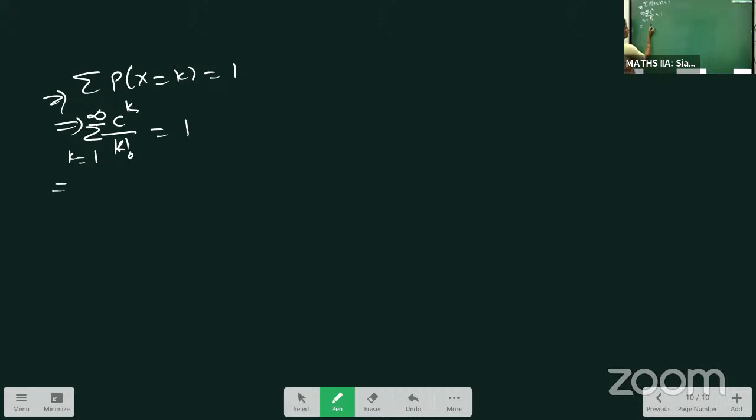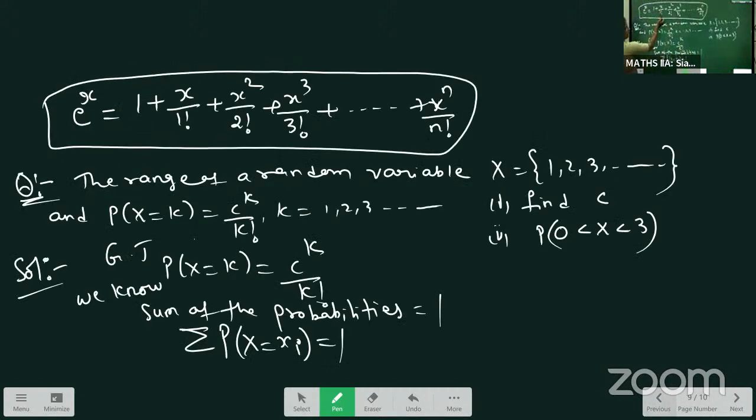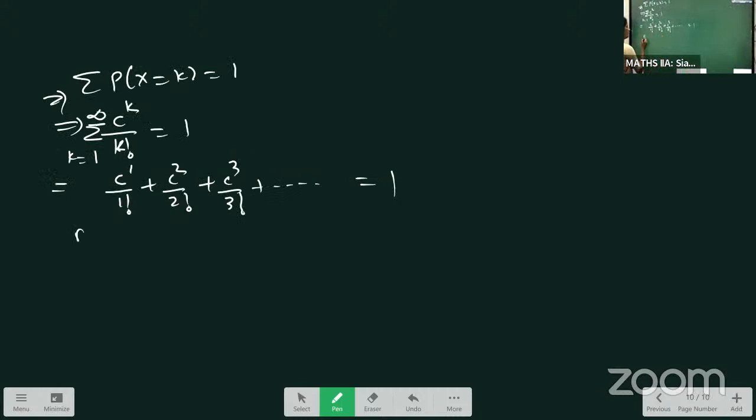If k equals 1, c power 1 by 1 factorial plus c power 2 by 2 factorial plus c power 3 by 3 factorial plus so on is equal to 1. If you observe, it is in the form of x by 1 factorial plus x square by 2 factorial plus so on, right? So in the place of k, we have x, but what is missing? In the exponential series, the starting term must be 1. But in this question, we did not get 1 here.